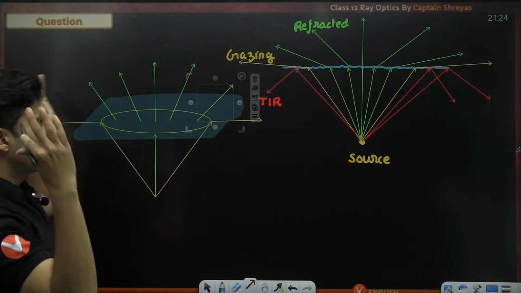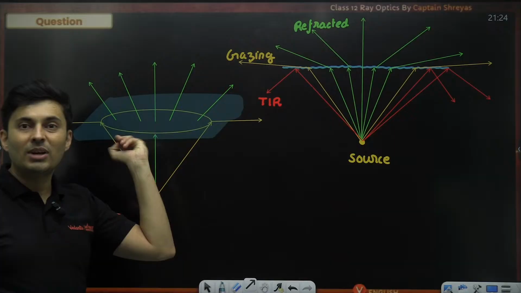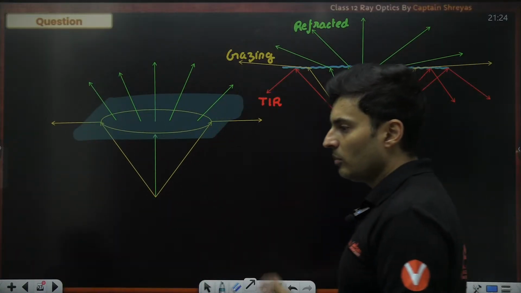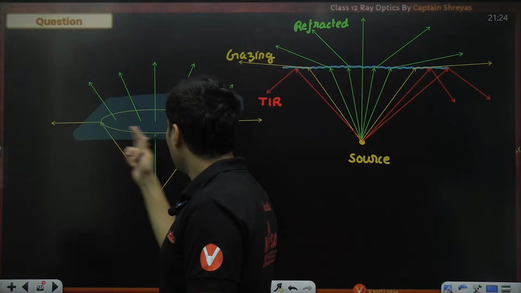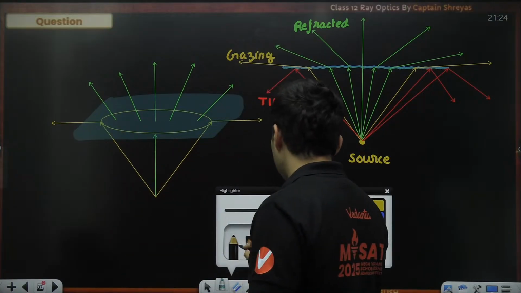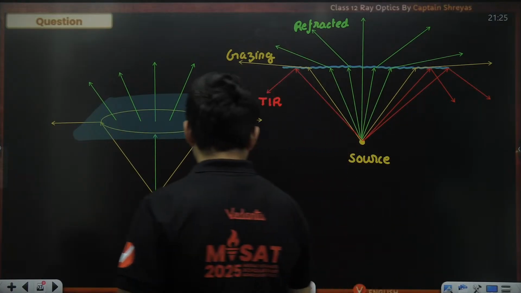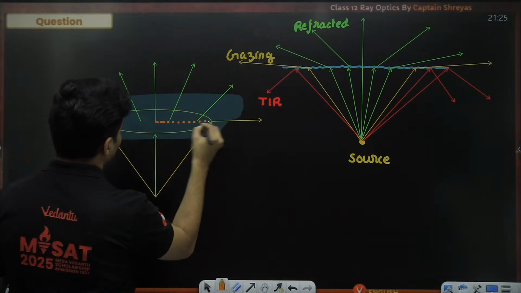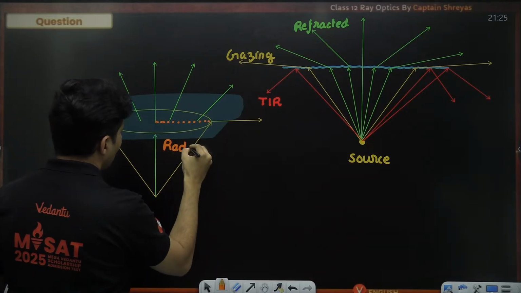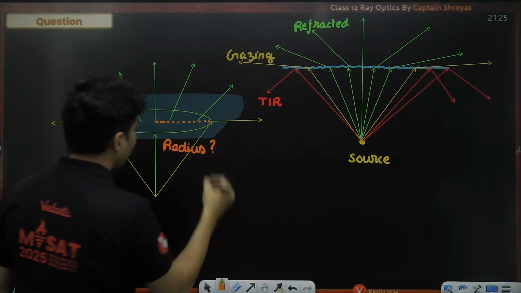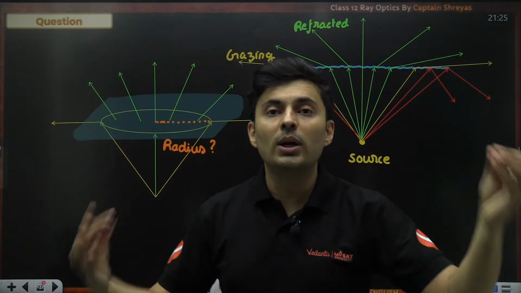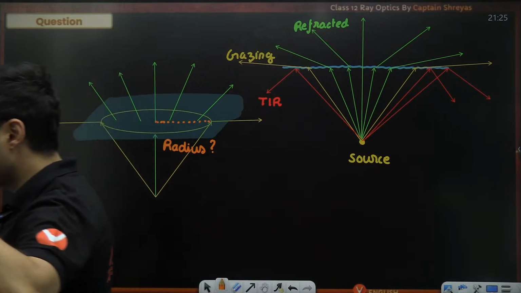And if you visualize it in 3 dimensions, it will form a conical structure. Are you now able to visualize it? It will form a conical structure. I want to find what is the radius of that particular cone through which the light will emerge and beyond which the light won't be able to emerge. This is a very famous question.